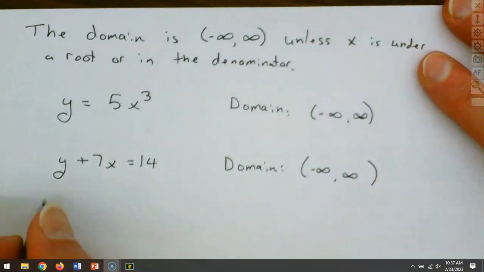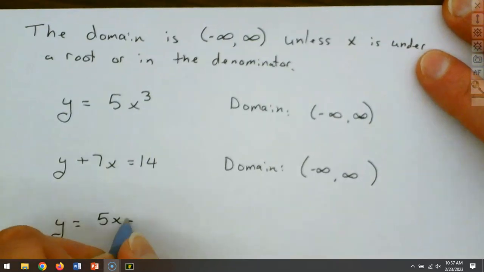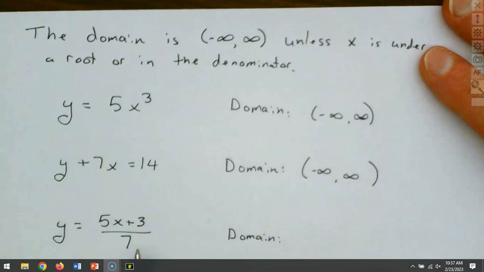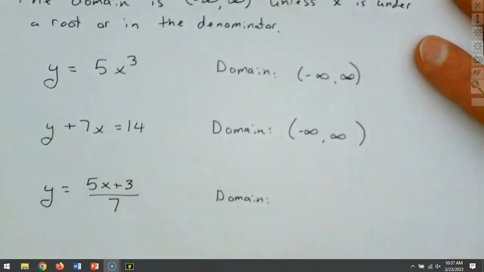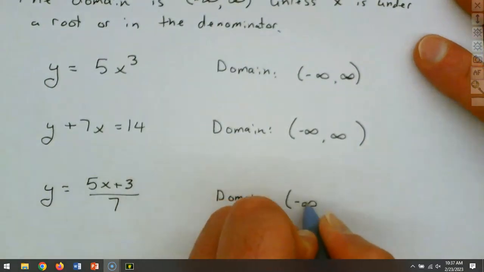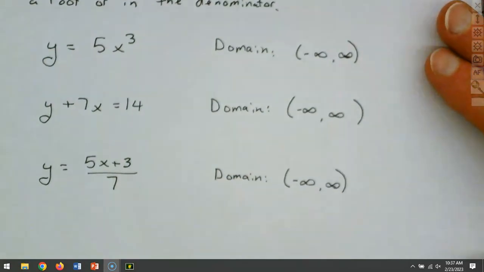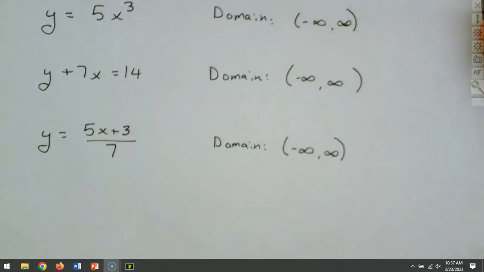Let's look at another one. Now this one has a fraction, but is x down below? Is there an x in the denominator of this fraction? No. So no fractions, no square roots, so this one would again be domain of negative to positive infinity. Now where it changes, all right, where it changes is when you have a square root.